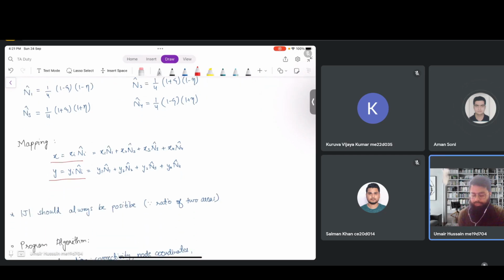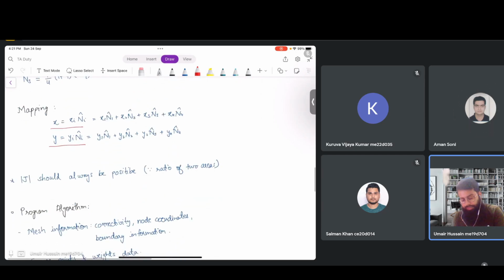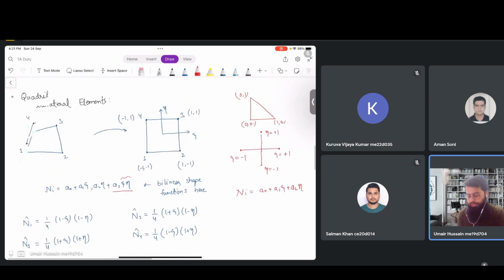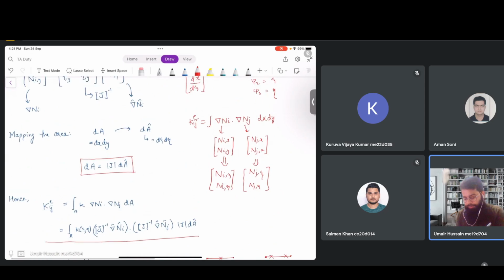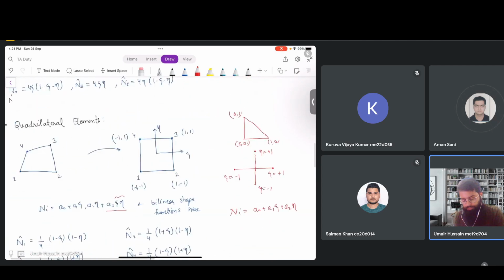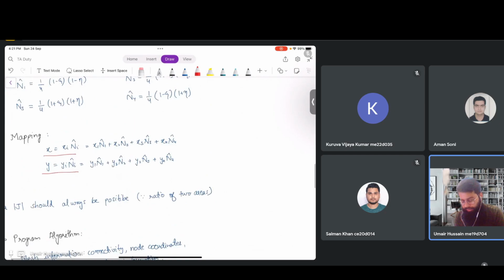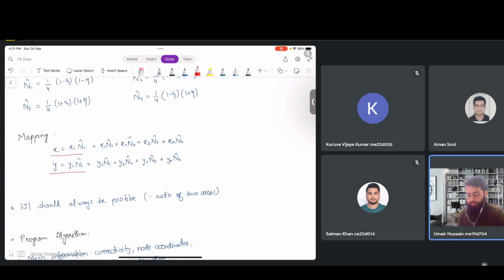Again, if you want to develop the mapping, we can do it using these functions, the same thing that we discussed in 1D. One thing we should be careful about is that the determinant of the Jacobian of this transformation should always be positive, because it represents the ratio of two areas basically. The Jacobian here is actually a ratio, so it's supposed to be positive. That is why in FEM certain types of elements are not allowed.